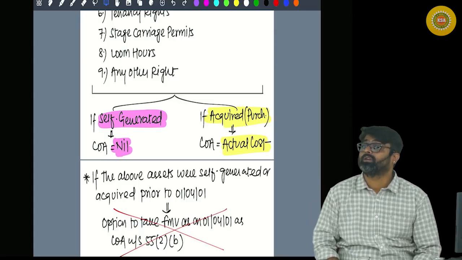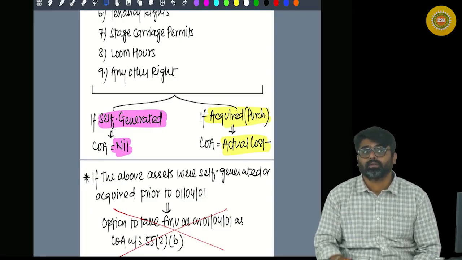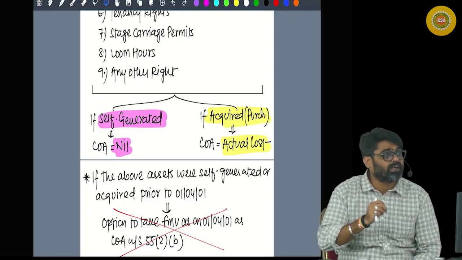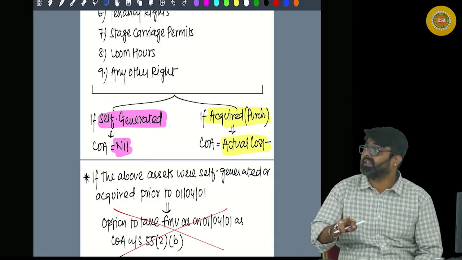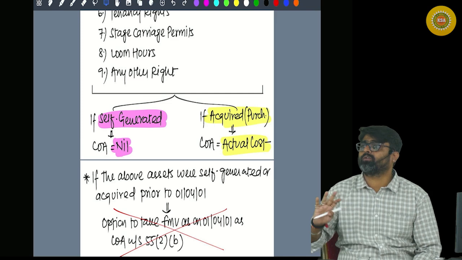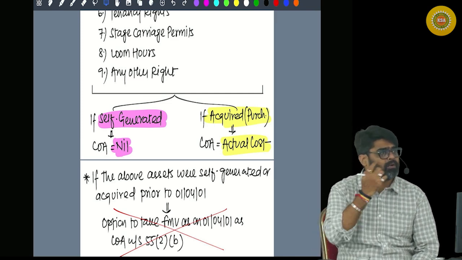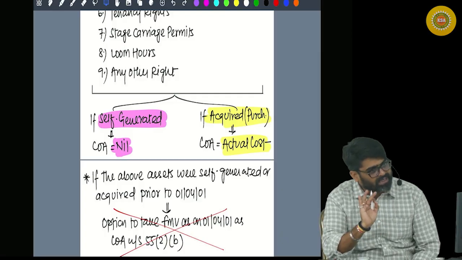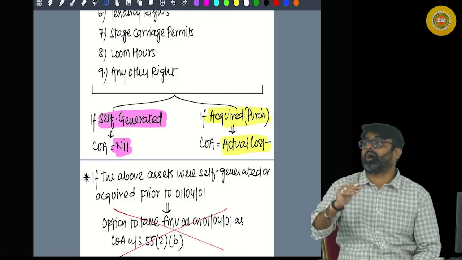But sir, the asset for which I am calculating the capital gain is an intangible asset or right. Sir, what should its cost be? The question will say whether it was self-generated or acquired. If it was self-generated, then take nil. And if it was acquired, the actual cost will be given in the question. Take that amount as cost. So did you identify the correct amount of cost? Cost will be either nil or actual cost.